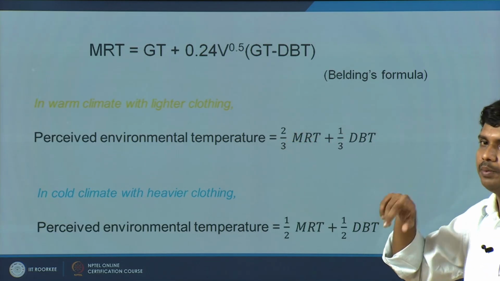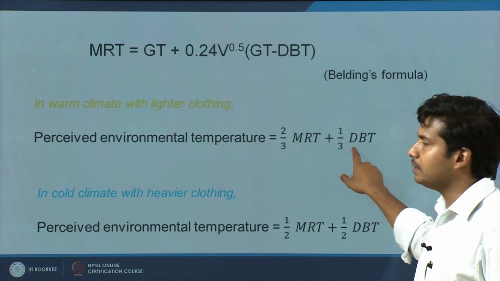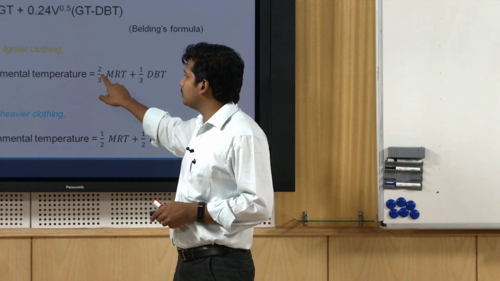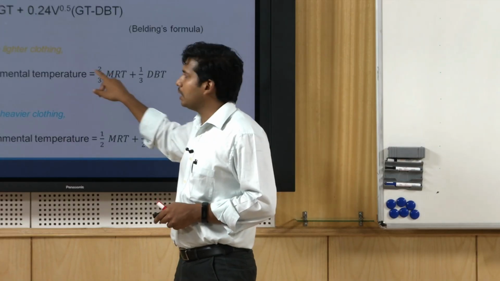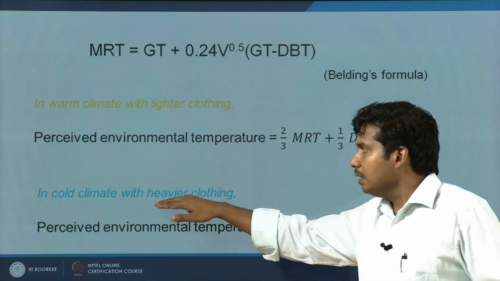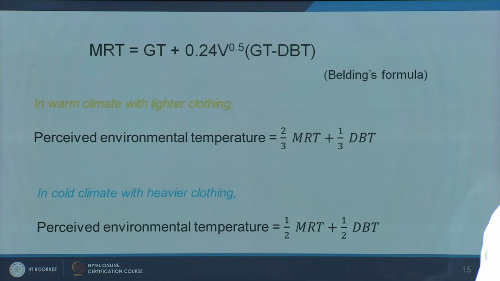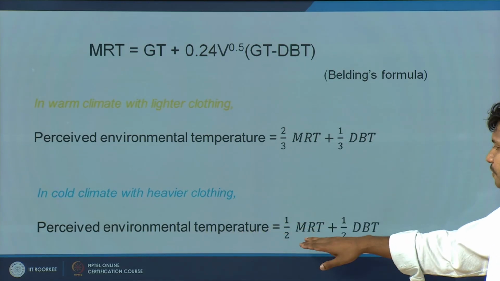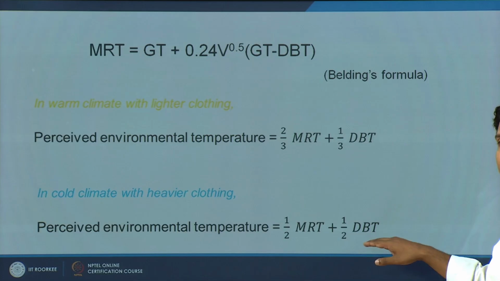Then you will still be uncomfortable, because even 30 degrees as such is okay, but when the radiant temperature is increasing, 2/3 of contribution is made by this, so you are going to feel uncomfortable. Similarly in cold climate, when you are with heavier clothing, say woolen wear, the perceived environmental temperature is half of mean radiant temperature and half of dry bulb temperature.